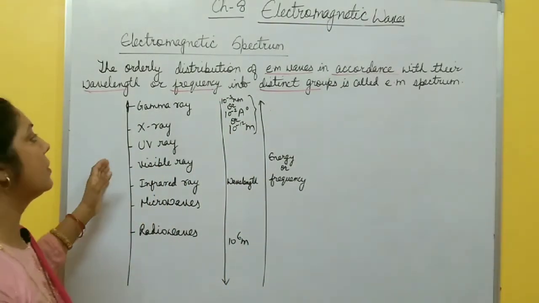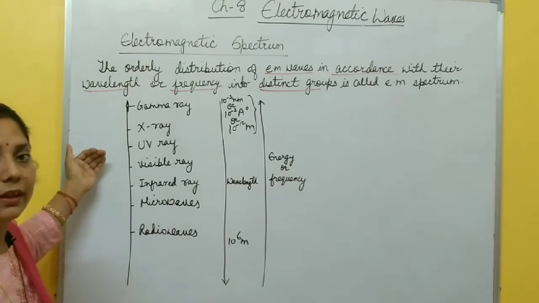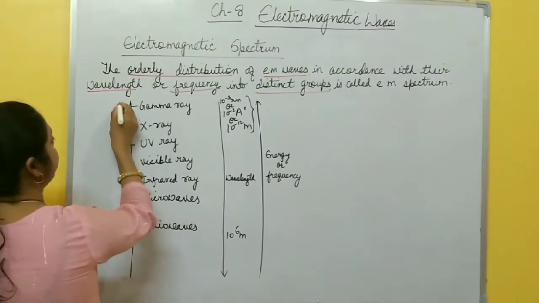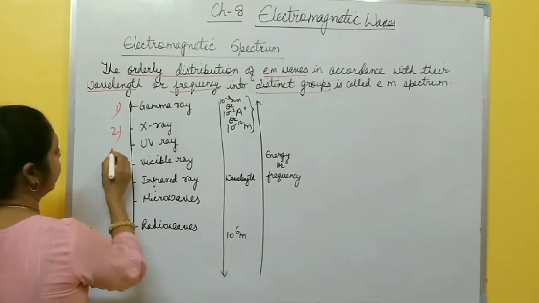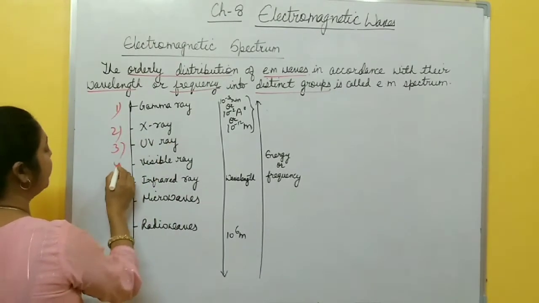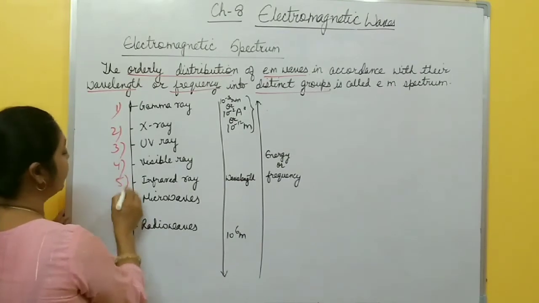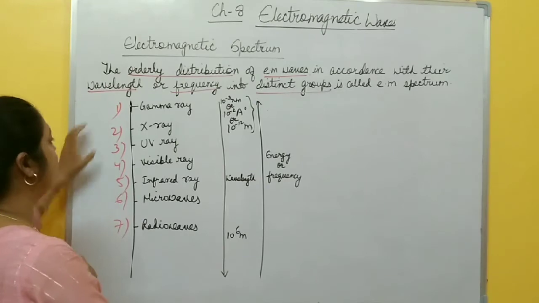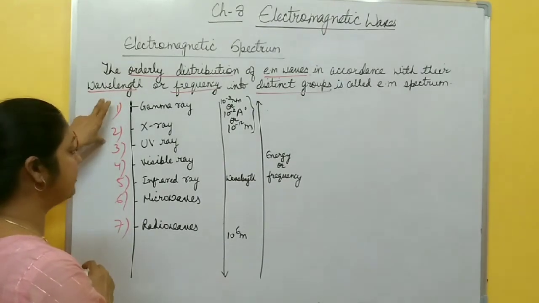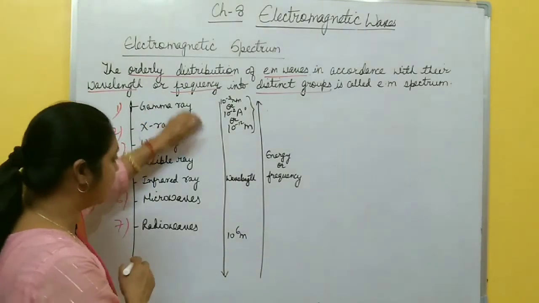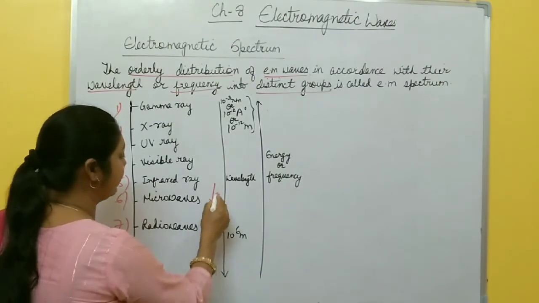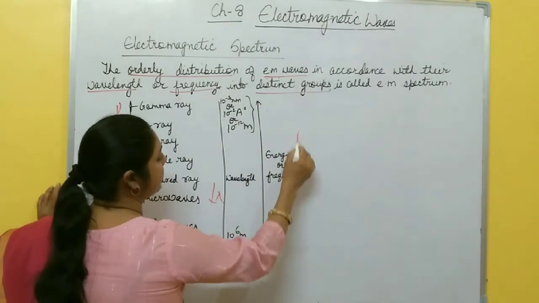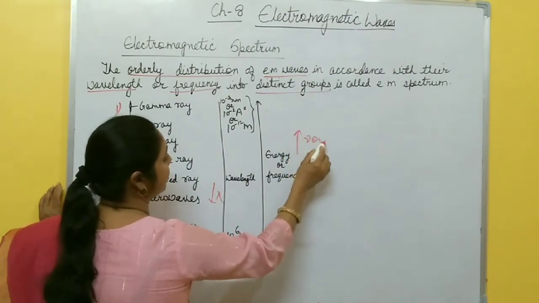So, on the basis of their increasing wavelength and decreasing frequency or energy: first one is gamma ray, second one is X-ray, third one ultraviolet ray, fourth one visible ray, fifth one infrared ray, sixth one microwaves, and seventh one radio waves. These electromagnetic waves I have written in the order of increasing wavelength and decreasing frequency or energy. It means frequency is in this order, nu or E, right?